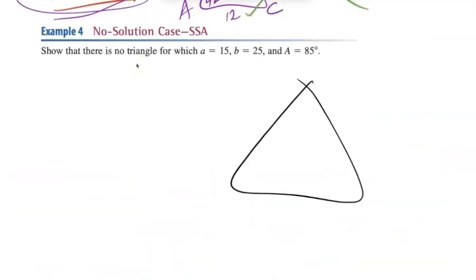Okay, the no solution case. This one should not work out. Again, don't do anything special. Just try to solve it. Angle A is 85. Side A is 15. And side B is 25. We have a pair, we have the A's.